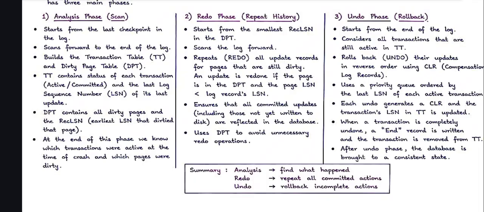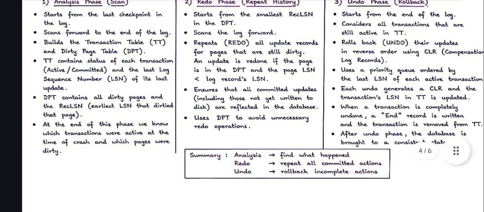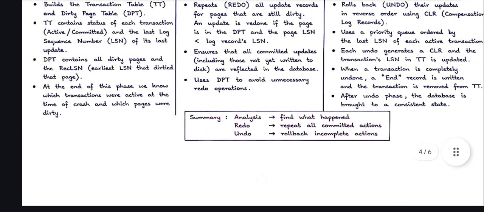TT contains the status of each transaction, active or committed, and the last log sequence number of its last update. DPT contains all dirty pages and the RecLSN, the earliest LSN that dirtied that page.